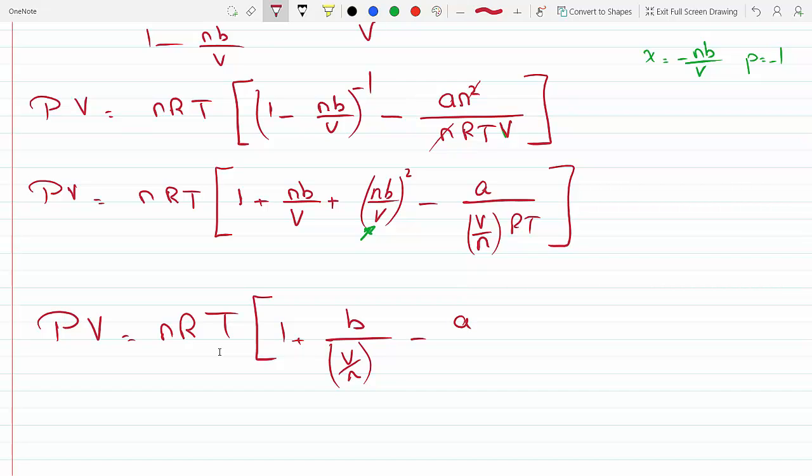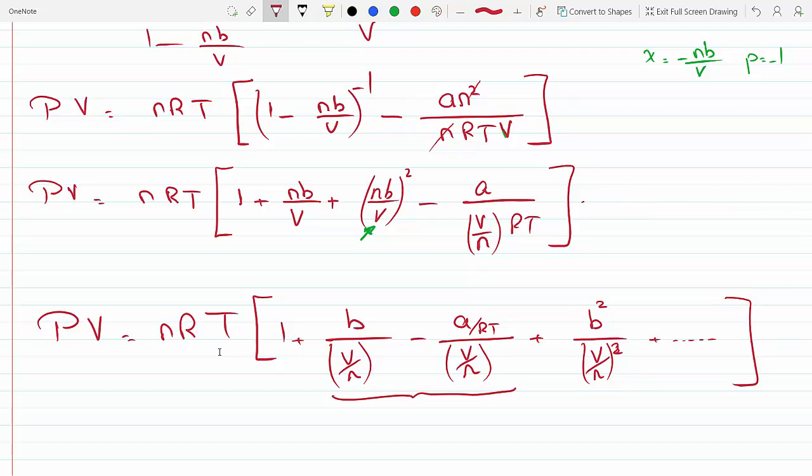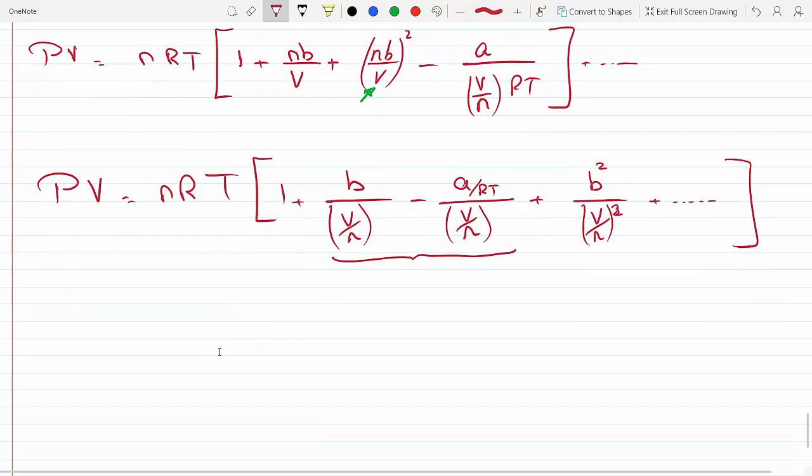So minus A over RT divided by V over N. So I'm trying to collect these two terms here that have the V over N, and then the last term is B over V over N squared, and this here of course would be b squared, okay, plus all the higher order terms which I don't need and I didn't include in my expansion.